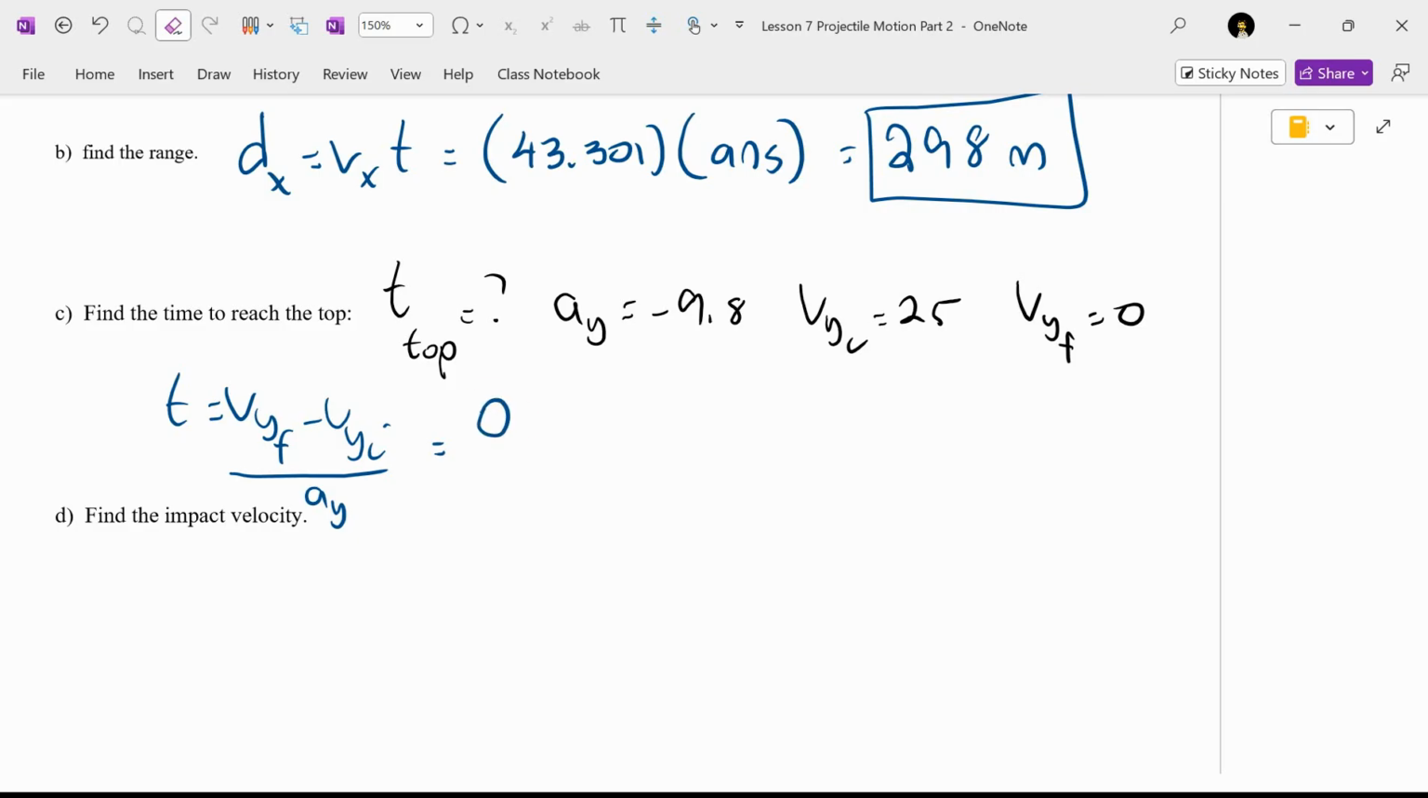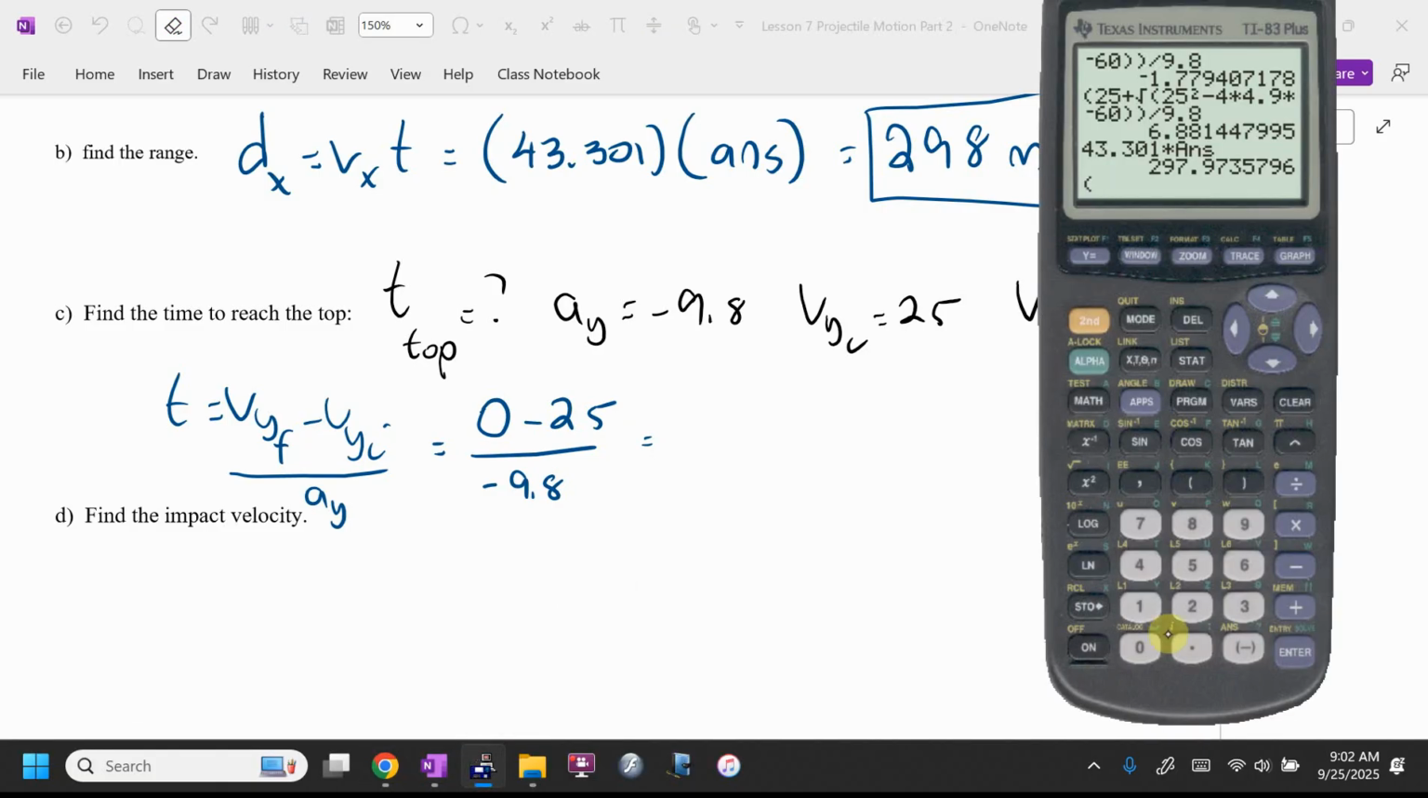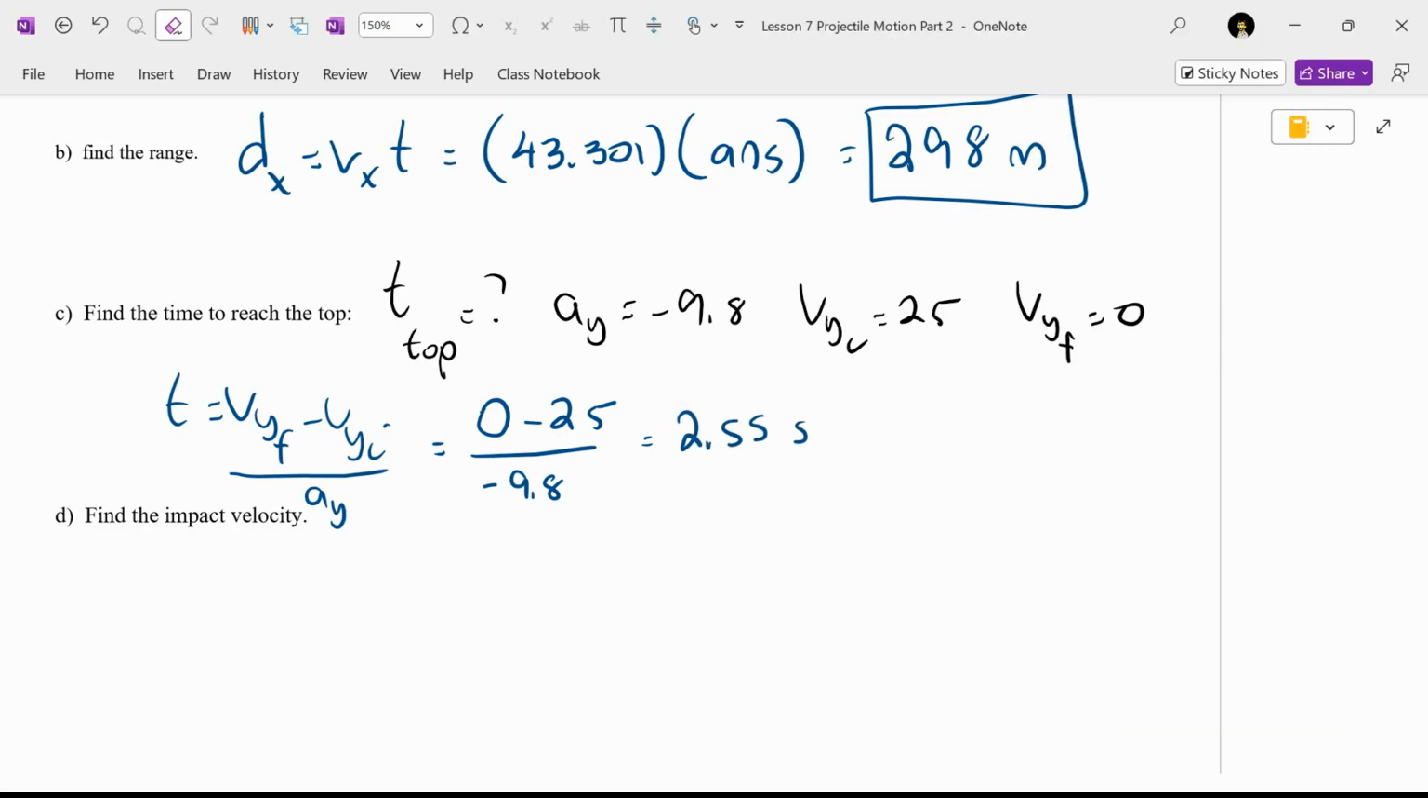It's going to be 0 minus 25 all over negative 9.8. I know it's going to be less than 6 point whatever, because that's when it hits the ground. 2.55 seconds, 2.5510. I'll just write 2.55 seconds, because I don't know if I'm going to be using this or not.